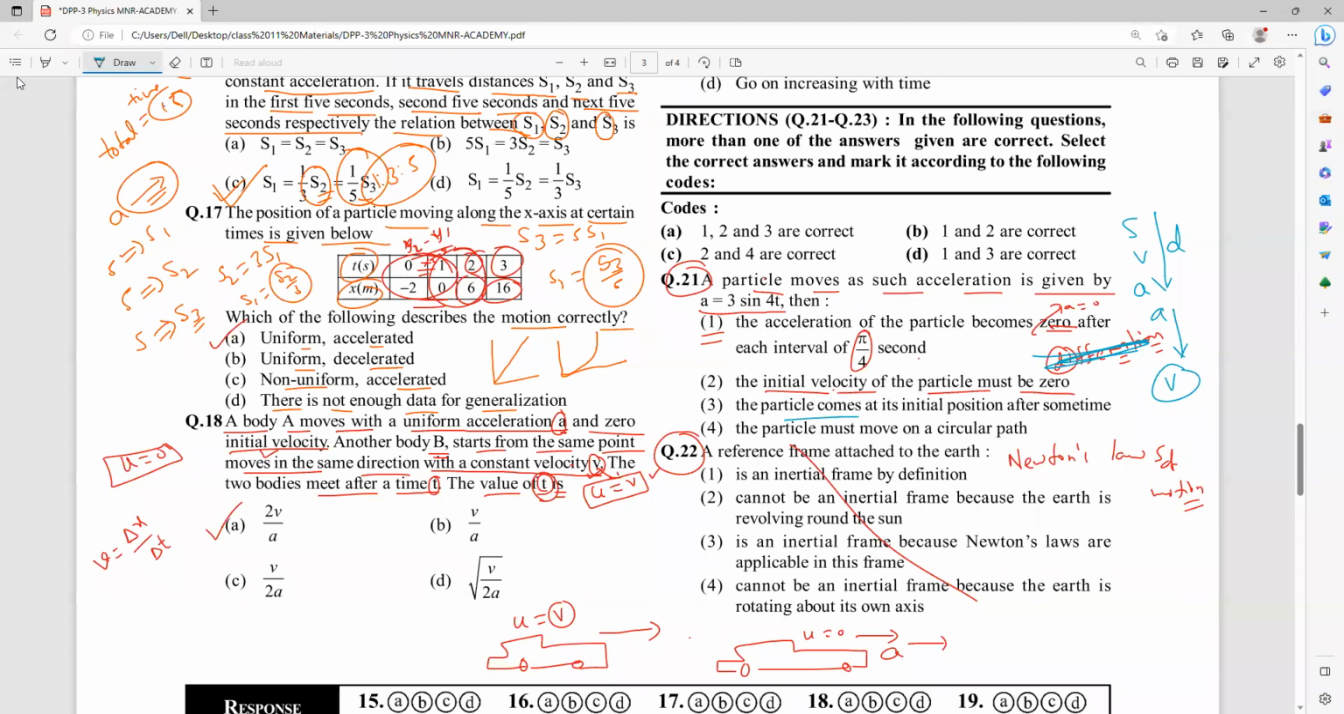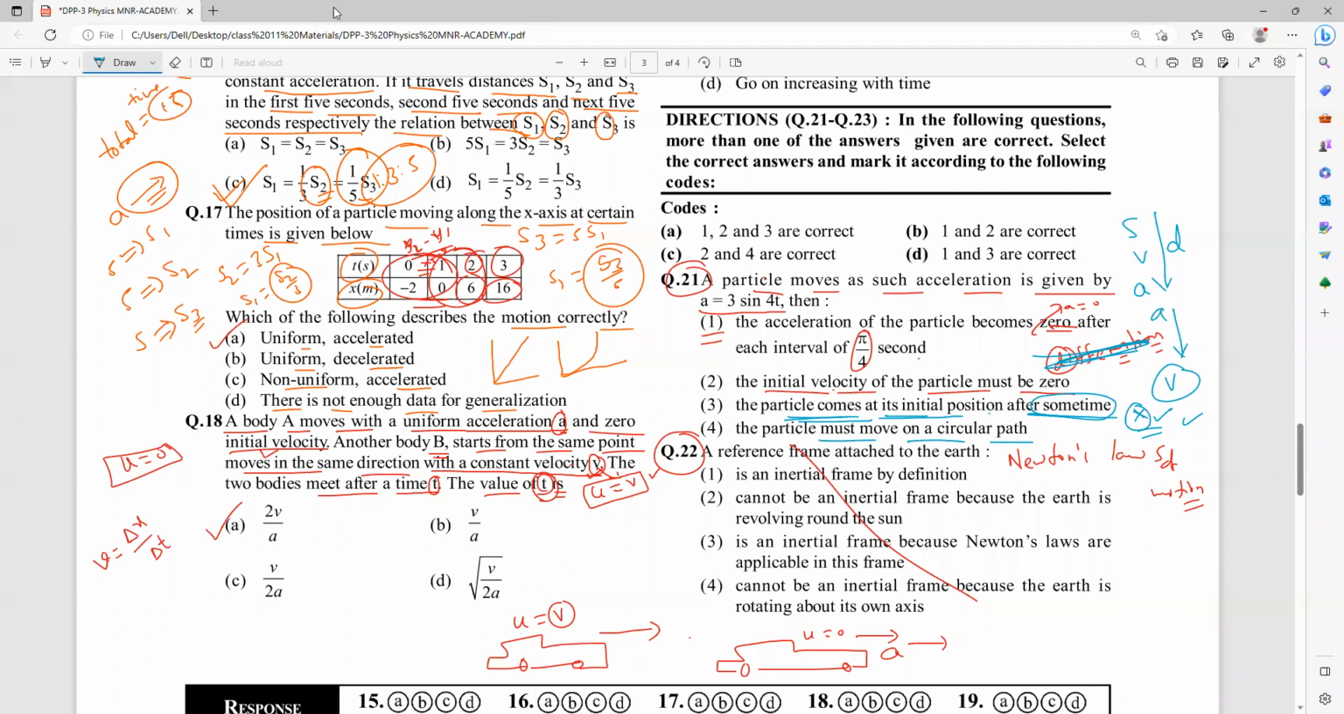Next, the particle comes to its initial position after some time. Initial position means what we have to find is the distance. Next, the particle must move on a circular path. So which option is correct? We have to verify it and find the correct options.